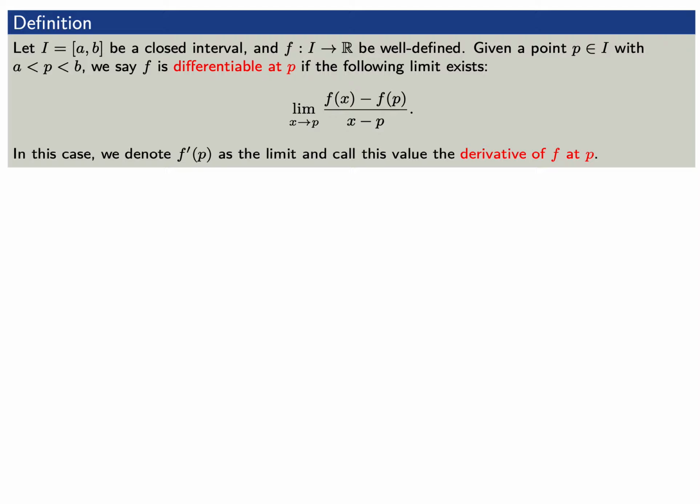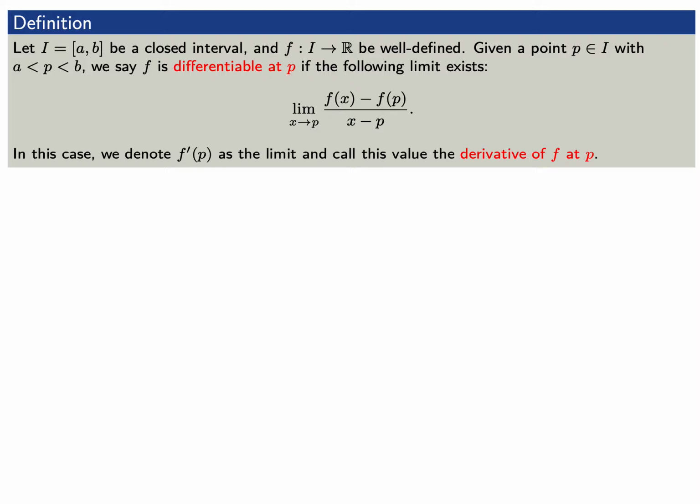interval. Given a point P in the interior of I, that is, P is between A and B but not equal to A and B, we'll say that a function f is differentiable at P if the following limit exists. The limit as x tends to P of f of x minus f of P divided by x minus P.